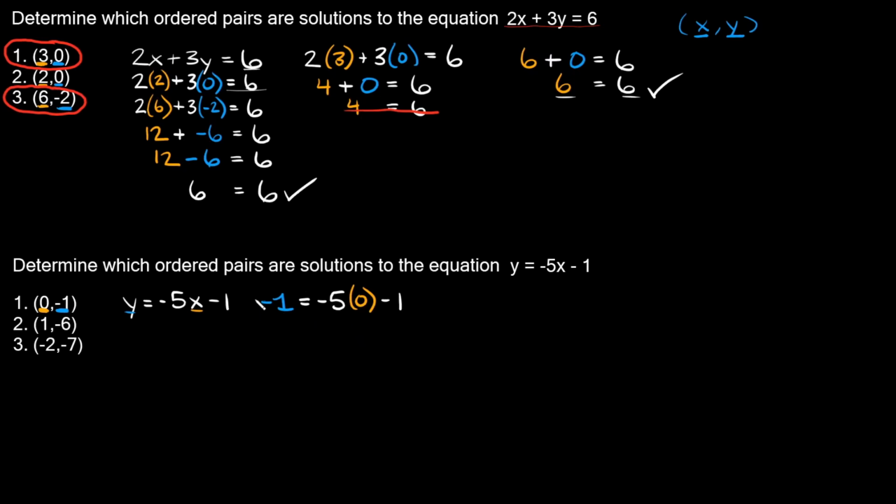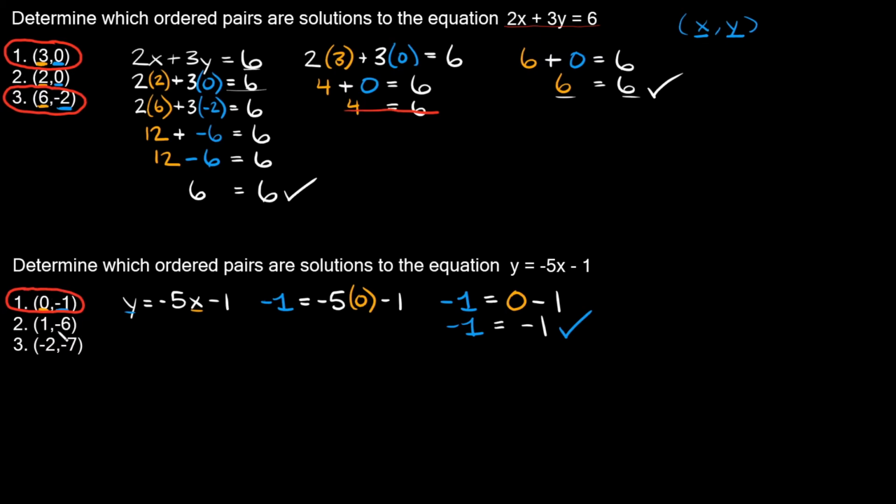Okay, now simplifying this again, so we're going to have negative 1 is equal to negative 5 times 0, that's just equal to 0, right? And then we're going to have this minus 1 right there. Okay, so 0 minus 1, that's equal to negative 1, right? And then we're saying negative 1 is equal to this negative 1. Okay, so we got negative 1 is equal to negative 1. That is a true statement. So that means this ordered pair right here, (0, -1), is a solution to the equation.